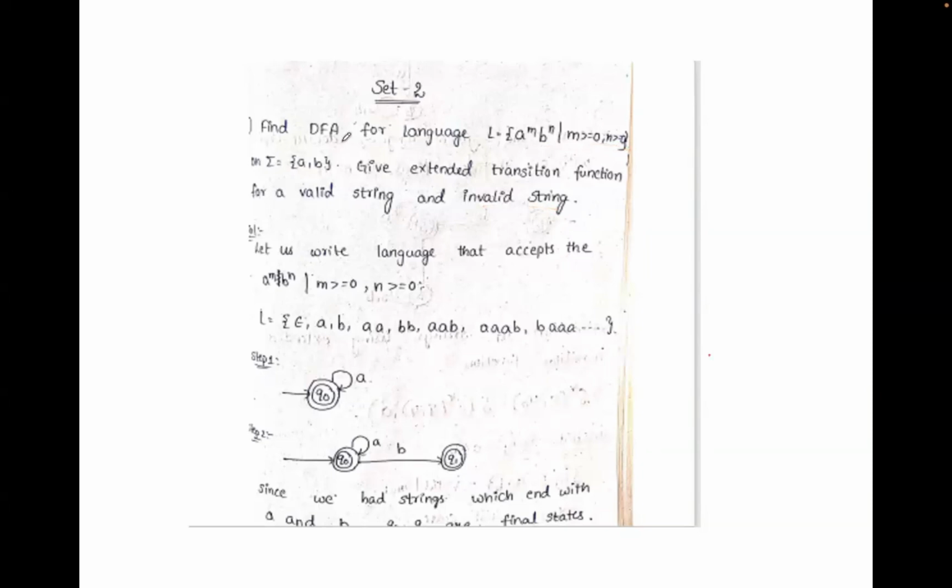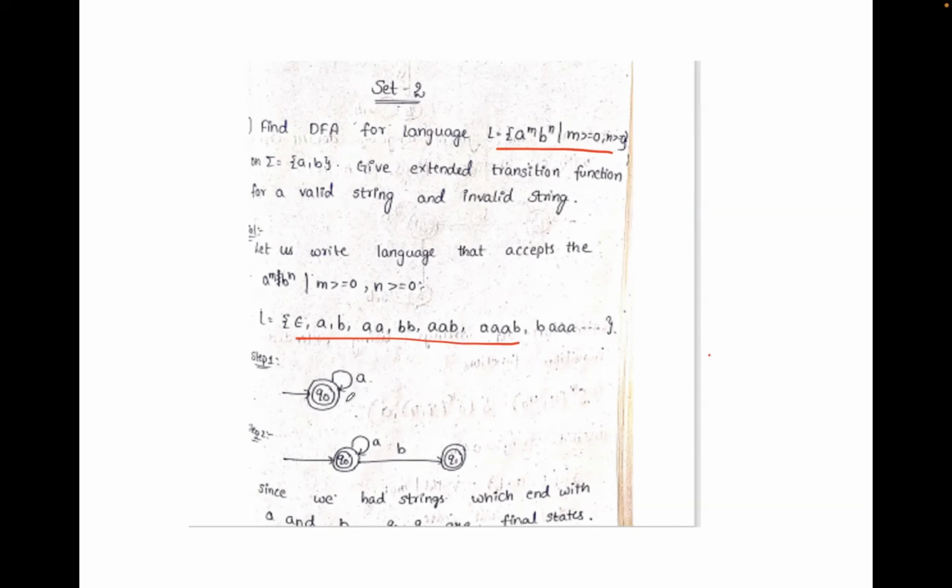The given question is to find a DFA for the language L equal to a power m, b power n, such that m is greater than or equal to 0 and n is greater than or equal to 0. We need to find the transition function for a valid string as well as an invalid string. First, let us take this language, and these are the possible strings that come under it. So we need to draw the DFA for this language.